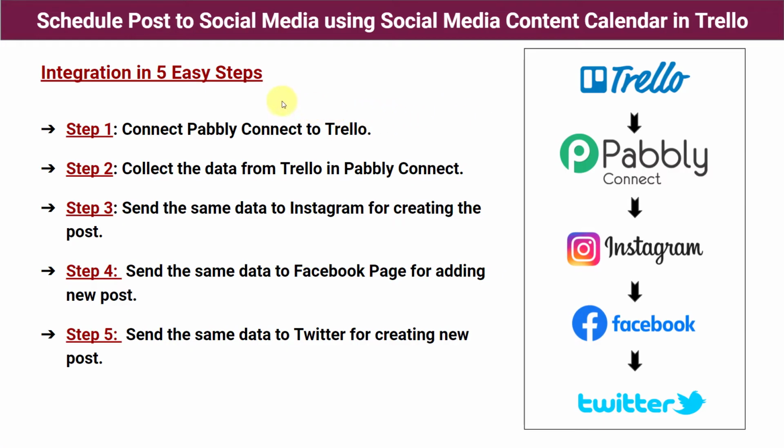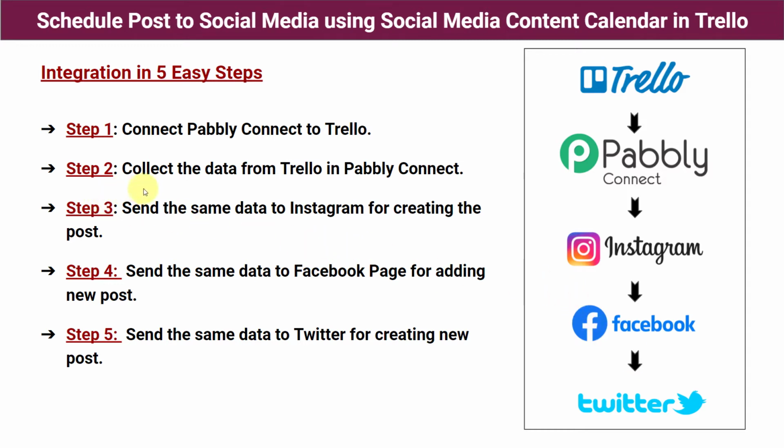Okay guys, before we start with the process, let me tell you 5 easy steps of integration. Step number 1 says connect Pabbly Connect to Trello. So what we're going to do first is, we'll log in to our Pabbly Connect account, and we will integrate our first application, which is Trello. Now here we are integrating Trello because we have made a social media calendar in our Trello, and according to the details there, the post will be uploaded in 3 different platforms.